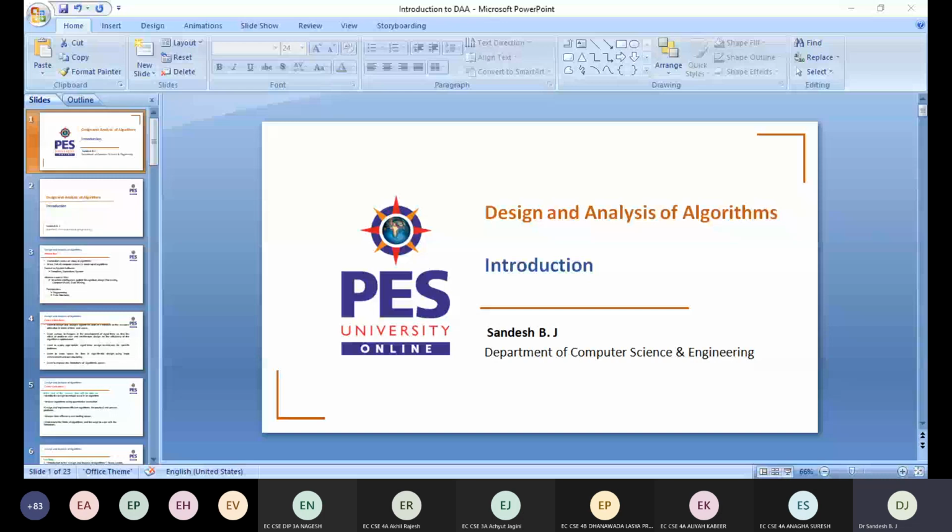So you will be able to do these analyses in terms of space and time. Finally, you will be able to understand the limits of algorithms and the ways to cope with these limitations.